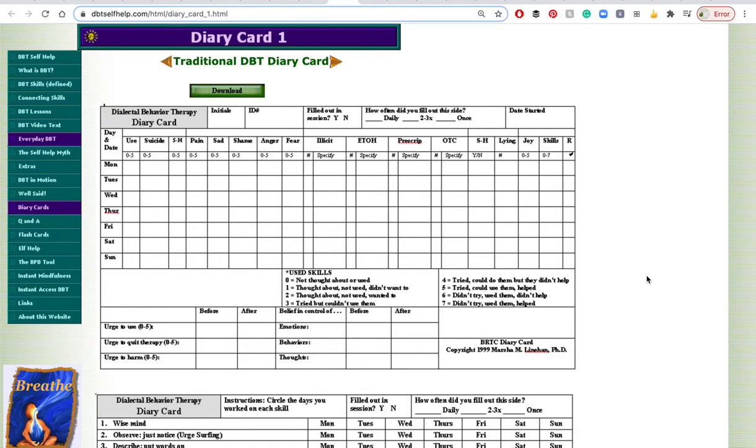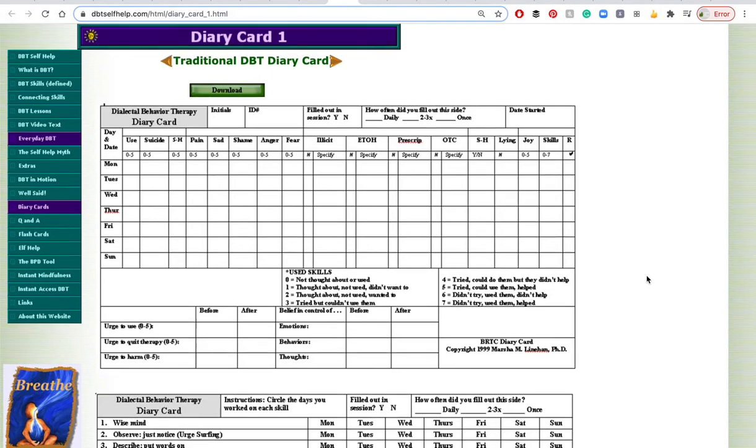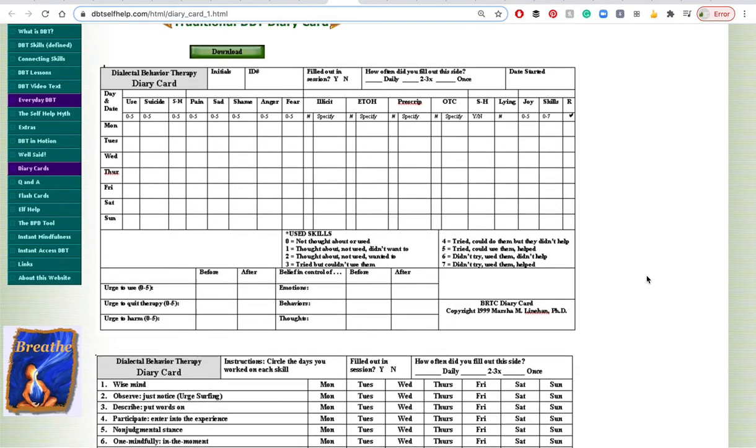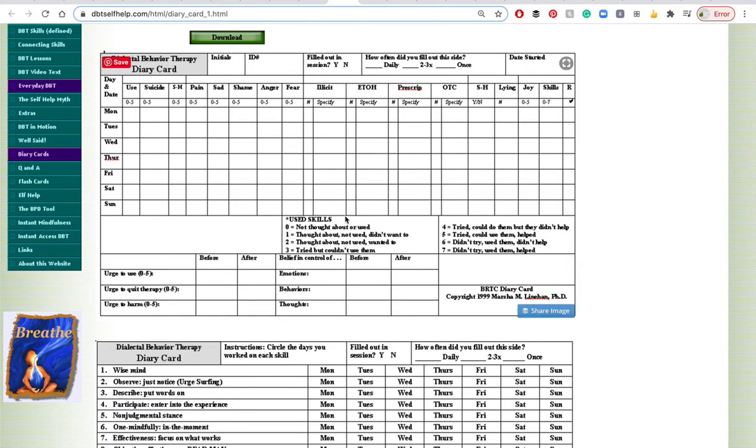You'll realize this is a 2-page diary card. So skills used, this is the last column, that 1 through 7: 0 is no thoughts about or used. 1 is thoughts about, not used, didn't want to. 2 is thoughts about, not used, want to. And 3 is tried but couldn't use them.